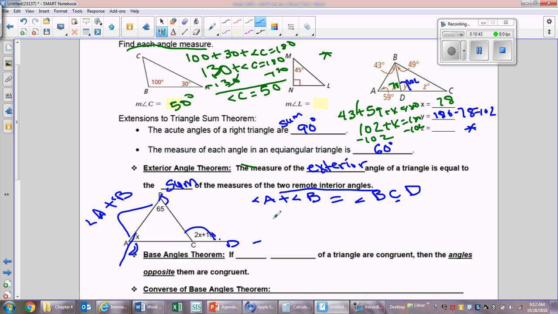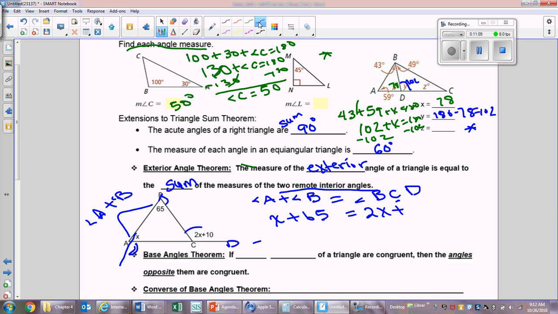So in this case, to solve for x, I can do, okay, x plus 65, that's B, right, equals 2x plus 16. Okay, that's what this is, right? Let's see. No, equals 10. Sorry, so x equals 10.